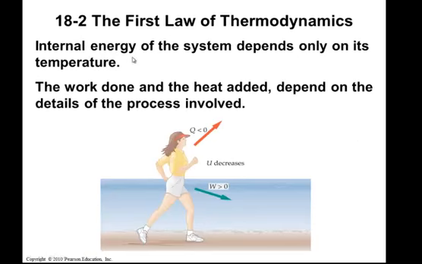The internal energy of a system depends only on its temperature. The work done and the heat added depend on the details of the process involved, meaning heat and work are going to depend on the path, but the internal energy only depends on the temperature. And the temperature is a direct indicator of the internal energy. So if the temperature increases, usually the internal energy increases, and if the temperature decreases, then the internal energy decreases.